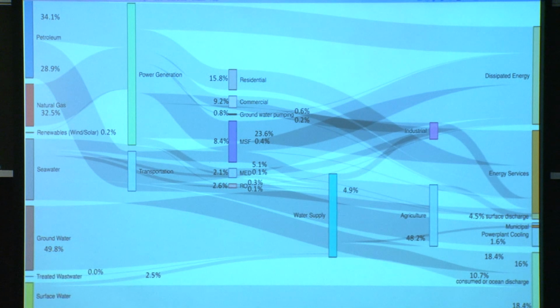So the main sources of energy are petroleum and natural gas. Around 30% of petroleum is going into power generation, and the remaining amount is going into transportation. We have 30% of the other source of energy, natural gas, going into power generation. And these are the sectors where it can be distributed: residential, commercial, and desalination.